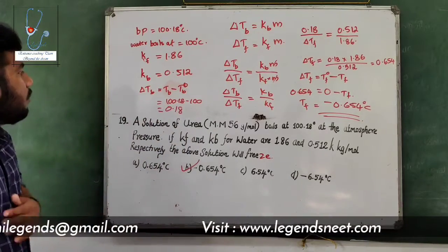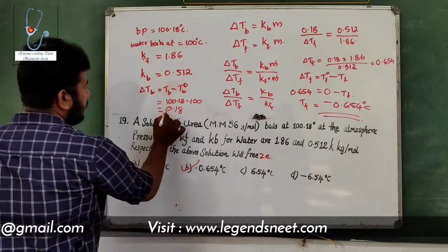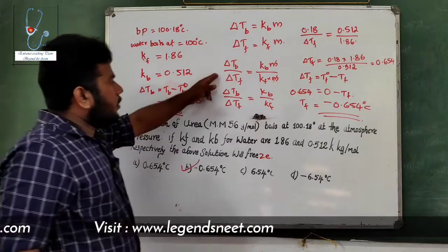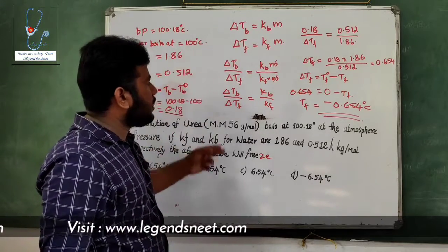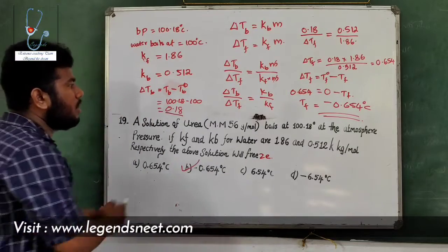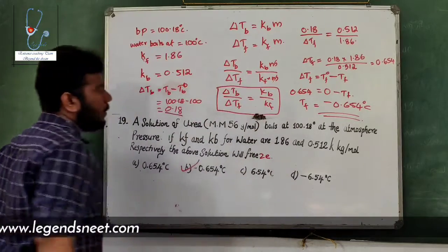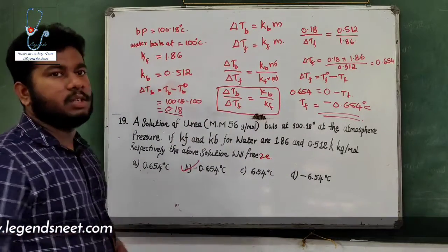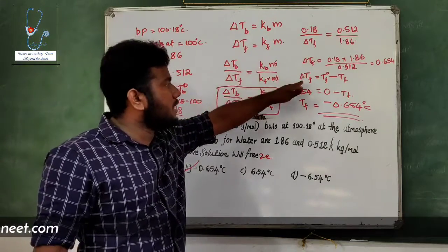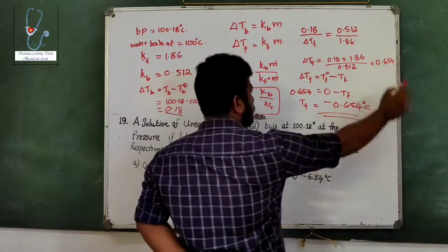Then the value of delta TB, just simple calculation, we get delta TB as 0.18. Then we divide these two equations and we get a simple equation. Delta TB by delta TF is equal to KB by KF. This is an important relation you must study. Then substitute our values and we get delta TF is equal to 0.654.